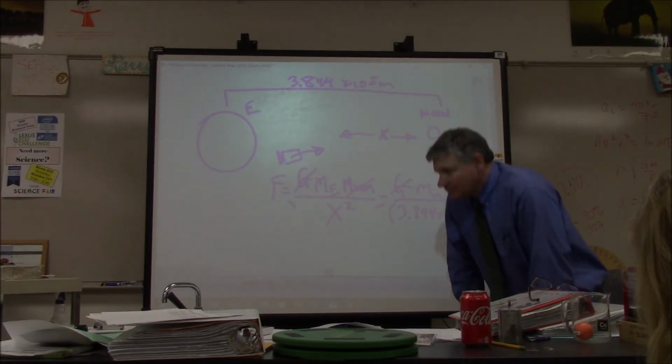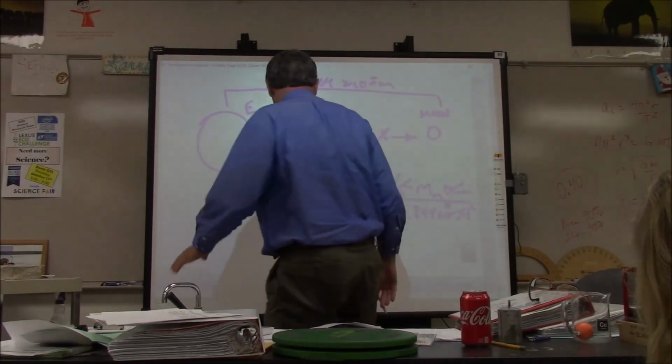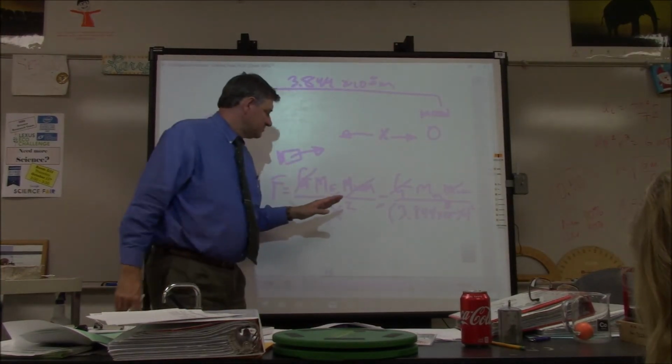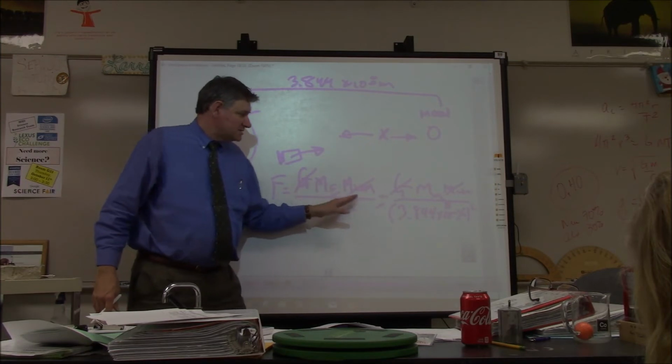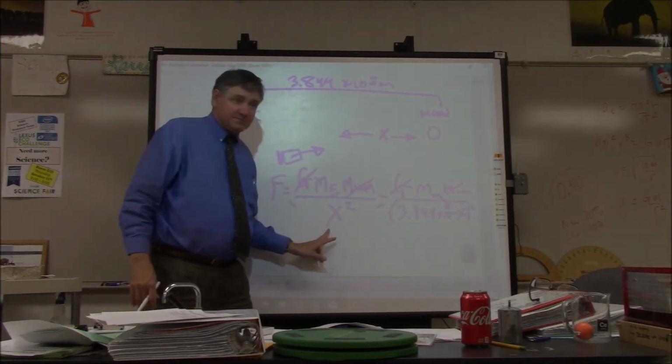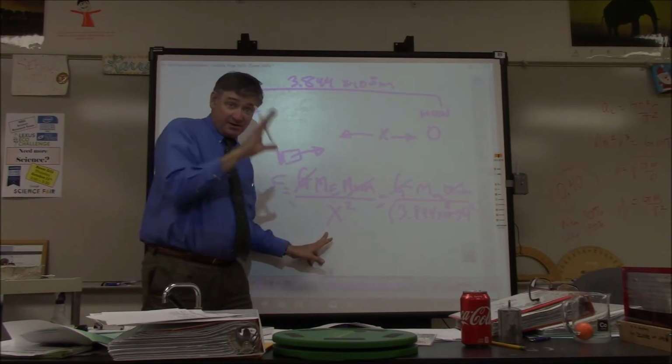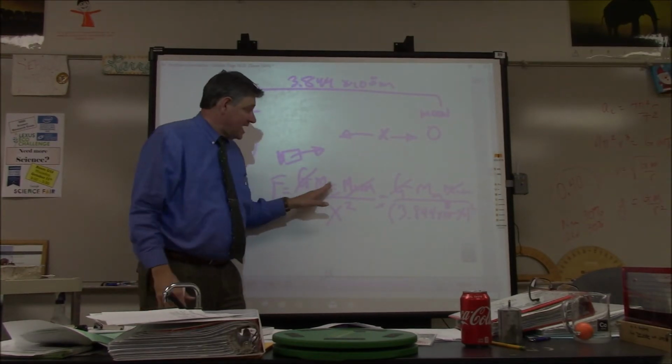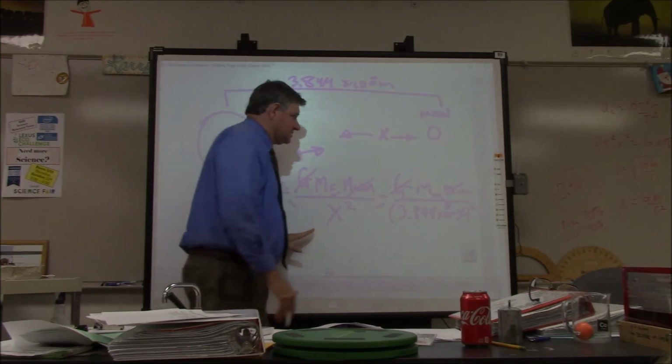Yep. So here's what I'm going to do. I'm going to cross multiply. I'm going to take the mass of the Earth times this quantity, and that's going to equal the mass of the moon times x squared. Okay? So I'm going to start that on a new screen, so we can regroup. Mass of the Earth times this, mass of the moon times this. Okay?